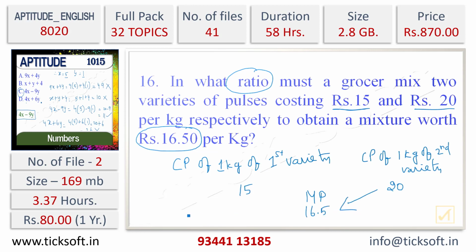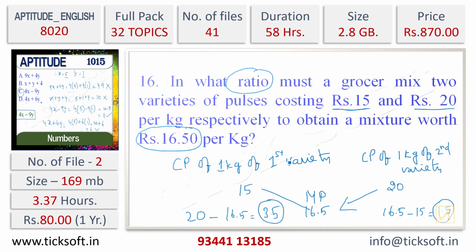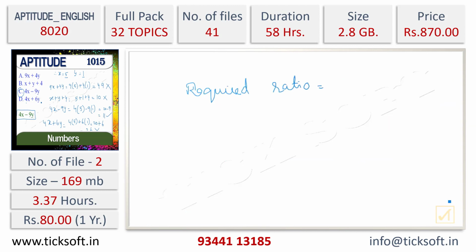So we have to subtract these two values. So 20 minus 16.5 will be equal to 3.5. And now if we subtract these two values, then we get 16.5 minus 15, and this will be equal to 1.5. So therefore the required ratio will be equal to what? The required ratio will be equal to this 3.5 is to this 1.5. Here listen, we are finding the ratio.